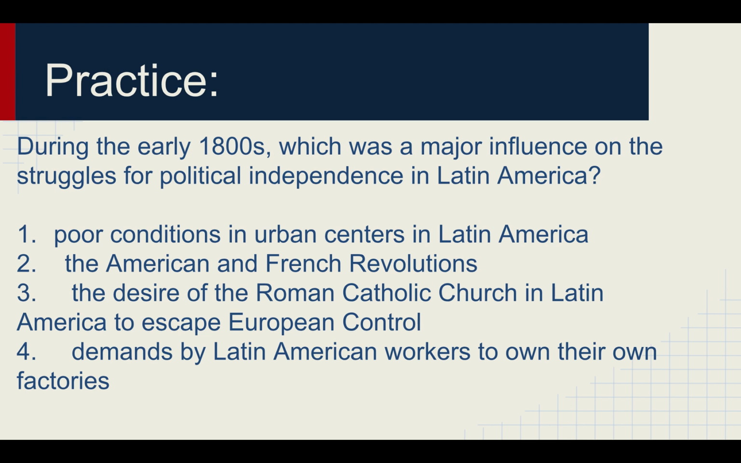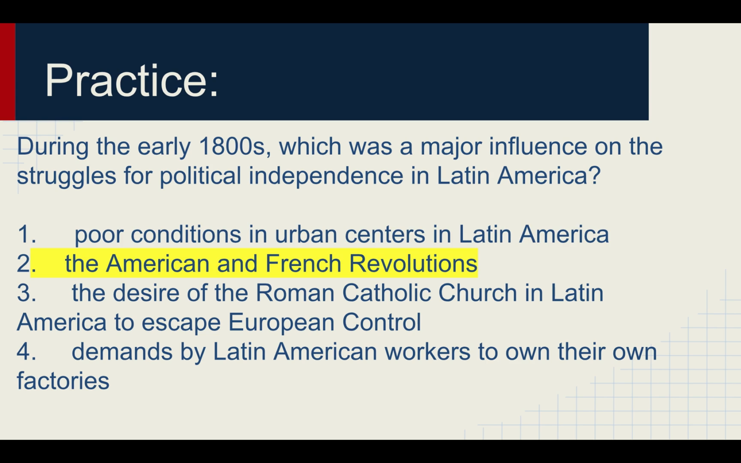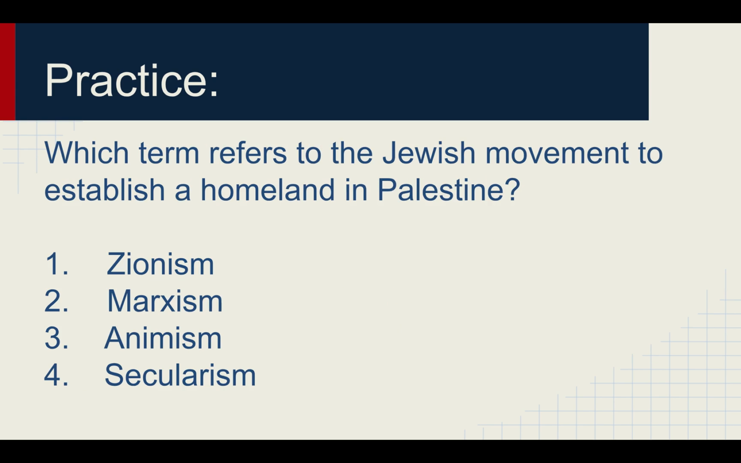During the early 1800s, which was a major influence on the struggles for political independence in Latin America? Poor conditions in urban centers, the American and French Revolution, the desire of the Roman Catholic Church in Latin America to escape European control, or demands by Latin American workers to own their own factories. You're always going to go with the American and French revolutions inspiring the Latin American revolutions. Which term refers to the Jewish movement to establish a homeland in Palestine? We're going to talk more about this in review number 4, but it is starting here with Zionism in the 1800s.